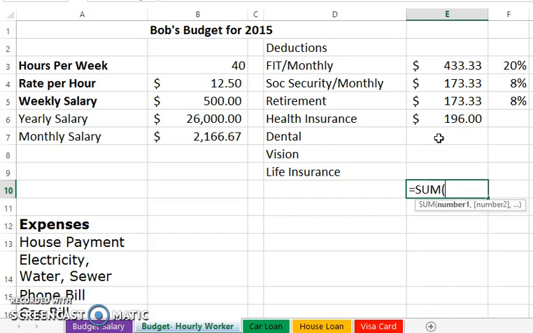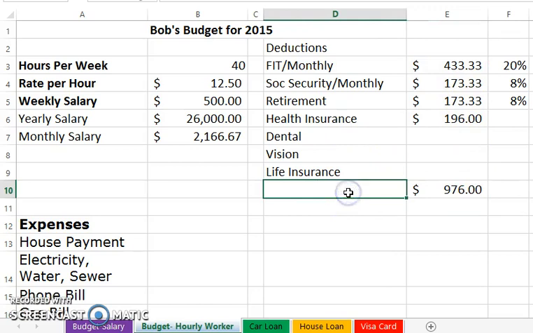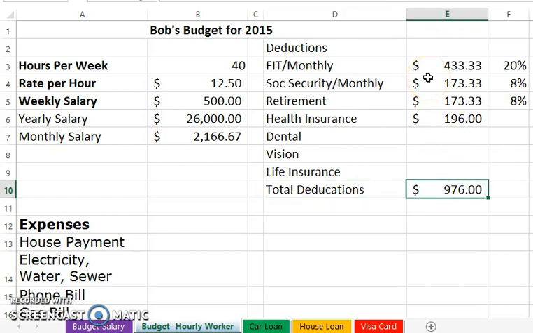So when I do my sum, tab, hit the tab key to get the parenthesis, I'm going to highlight all the way through life insurance. Another thing that I have on mine is Aflac, so there's other deductions you could have also. And then I'm going to hit enter. So the total deductions per month is $976.